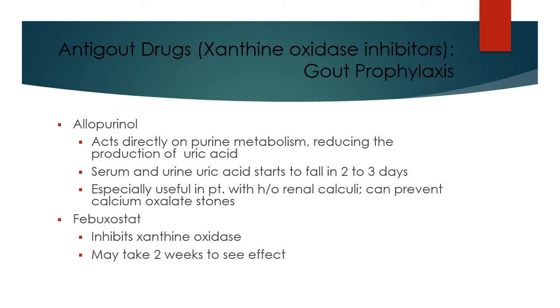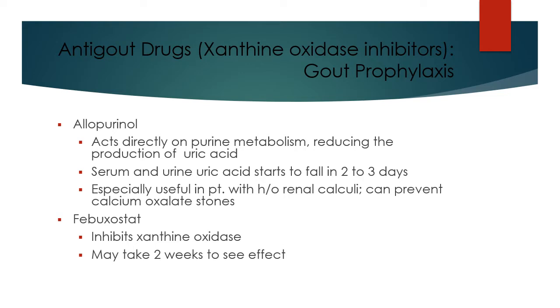Allopurinol and febuxostat inhibit xanthine oxidase and thus are called xanthine oxidase inhibitors. And that's the enzyme that's responsible for conversion of hypoxanthine and xanthine to uric acid. So both allopurinol and febuxostat actually can decrease the production of uric acid without actually disrupting the biosynthesis of vital purines needed in the body.